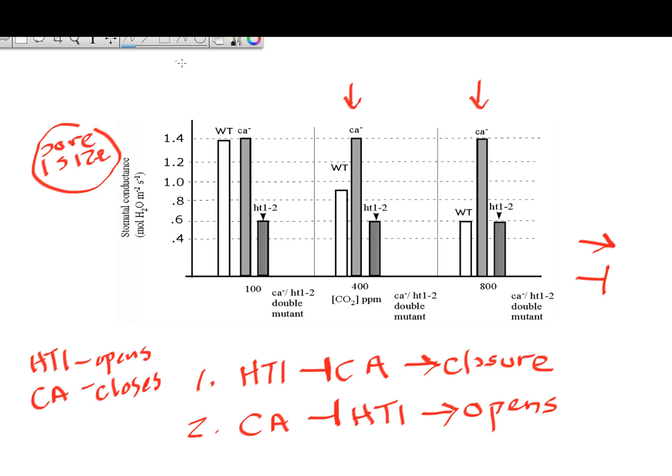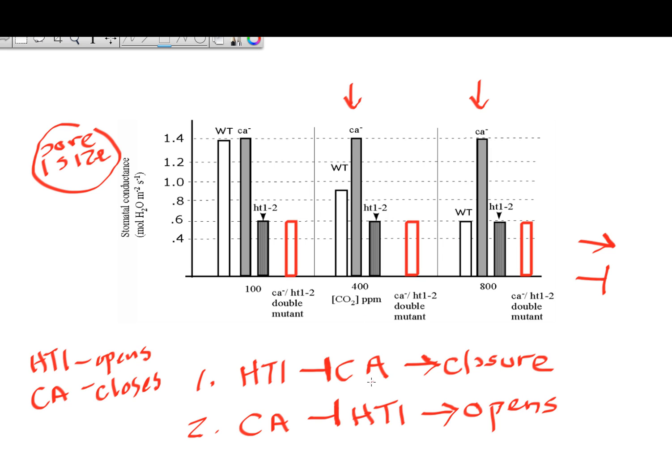But what's the reality? Well, I'm going to show you the double mutant data. So at very low carbon dioxide concentrations, that's what you see. At current level carbon dioxide concentrations, you see the same. At high levels of carbon dioxide, you still see the same amount of stomatal opening. So that's the double mutant phenotype. Okay, now let's look and see if this pathway works given the double mutant data.